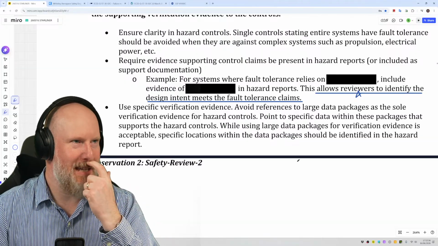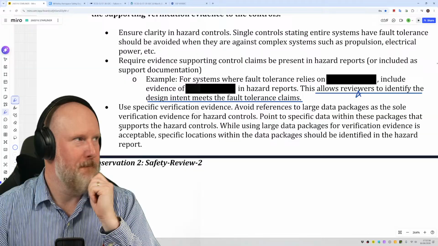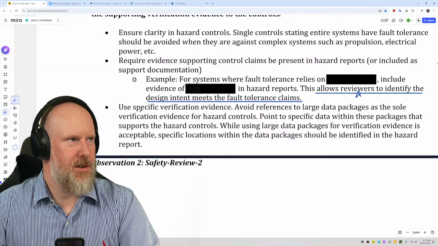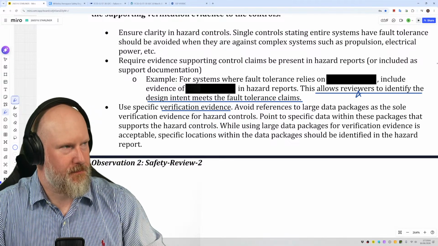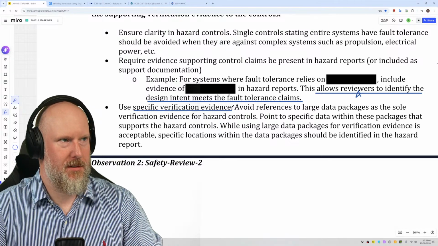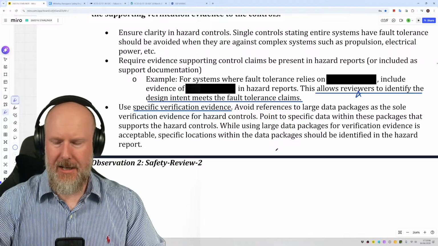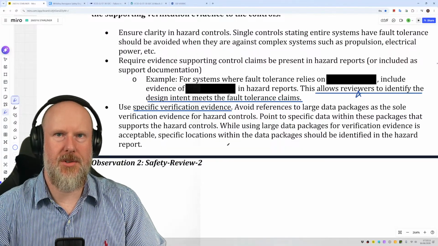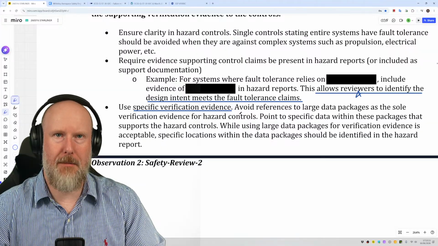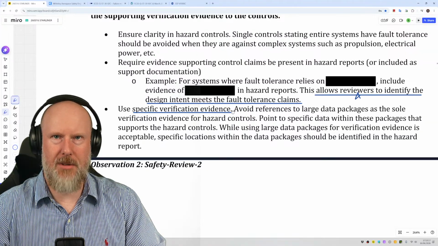So any effort to reduce that is welcome, I'm sure. Okay, so use specific verification evidence. So that should be referenceable. Have you got a master data list where you capture all the reference documents and the versions and dates and all of that kind of stuff? Use that master list. Don't just create your own.